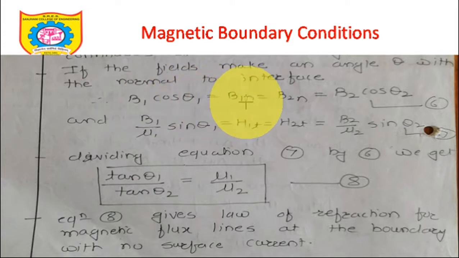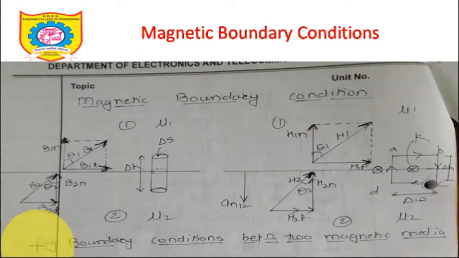B1 cos theta 1 is equal to B1n, obviously, is equal to B2n equal to B2 cos theta 2. See what I mean to say? I will take you back first of all, and then I will come back to this particular slide. So what is B1n? If this is the angle theta, this is the adjacent side of this right angle triangle. According to the parallelogram law, B1n is also equal to B1n, and this B1t is exactly equal to B1t. So B1n is nothing but B1 cos theta 1. So B1 cos theta 1 is equal to B1n, and B2 cos theta 2 is equal to B2n, and these normal components are the same according to the first boundary condition.